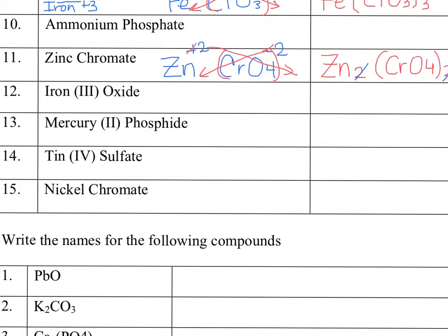Over here. Mercury 2 phosphide. Mercury is Hg. It's a metal, but is a liquid at room temperature. And this Roman numeral 2, that tells you the charge. It tells you that that's a +2. So that already is a +2.